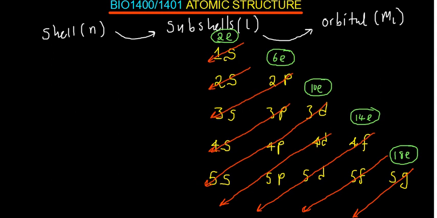So from 3p has less energy and then 4s has more energy. Yes, that's correct. 4s has got higher energy than the 3p orbital.